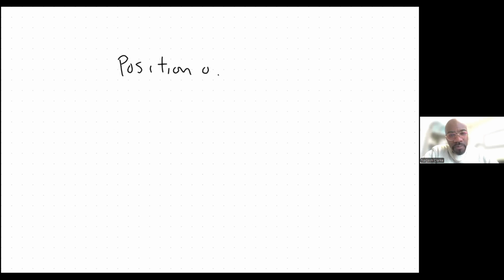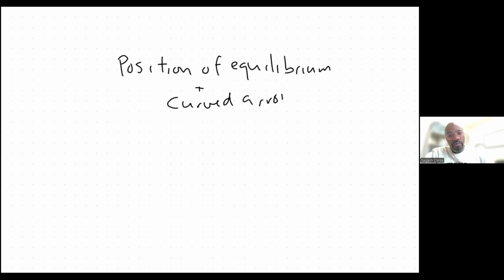So I wanted to spend some more time on position of equilibrium and curved arrows. Okay, so last time we looked at a couple acid-base reactions and we did a position of equilibrium problem. Let's look at an example.